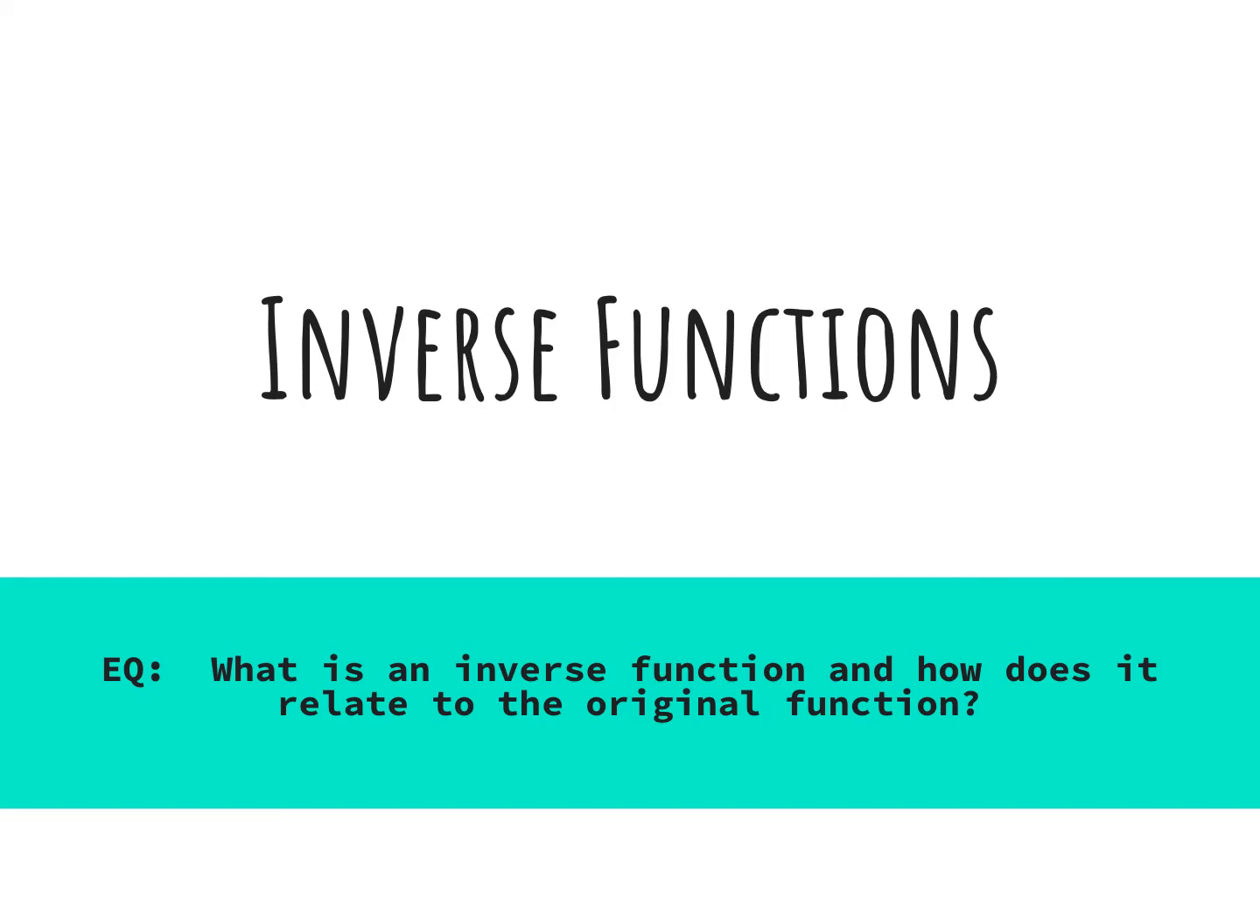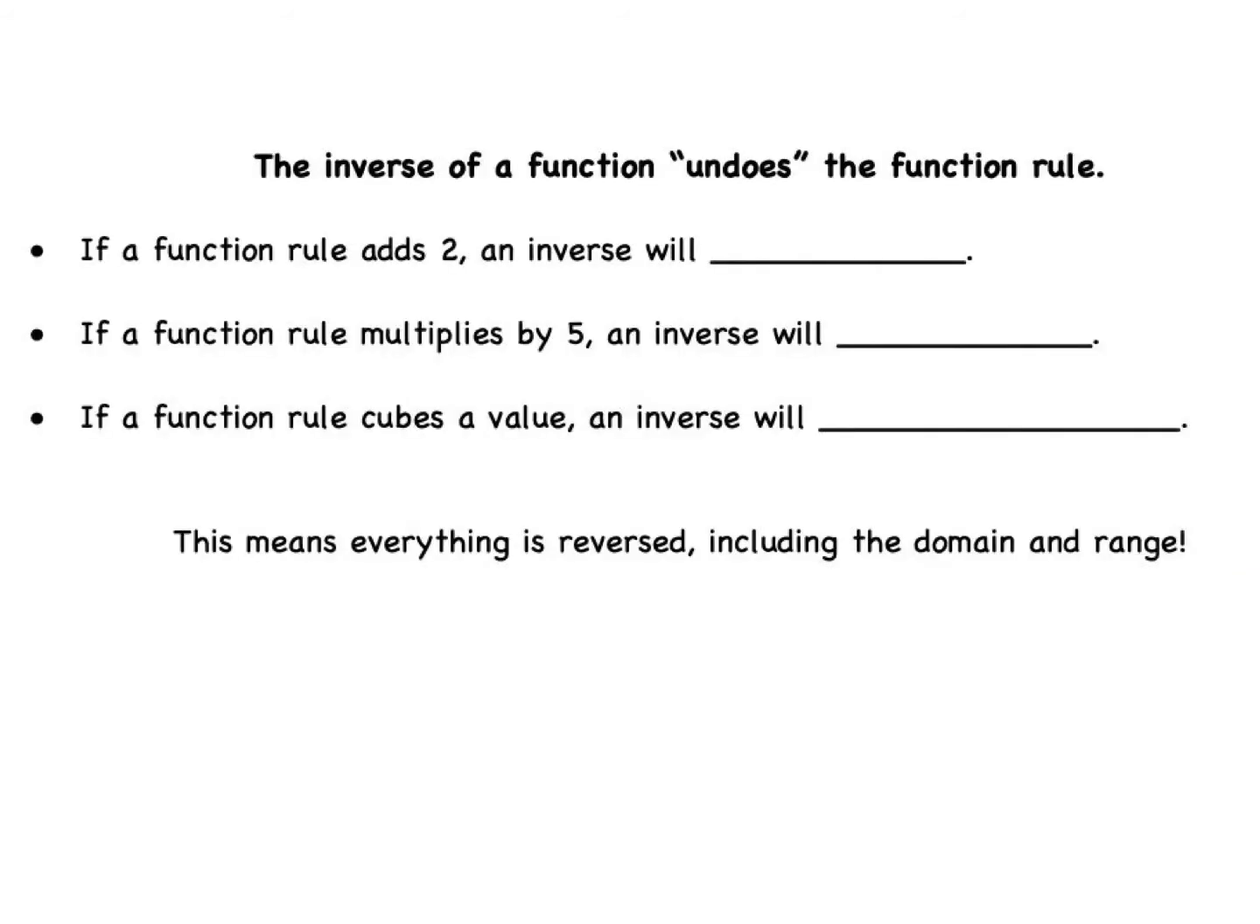In this lesson, we're going to determine what is an inverse function and how does it relate to the original function. So let's think about this idea of an inverse. An inverse of a function undoes the function rule. It will undo anything. So if a function rule adds 2, an inverse will subtract 2. If a function rule would multiply by 5, the inverse will divide by 5. And if a function rule cubes a value, an inverse will take the cube root.